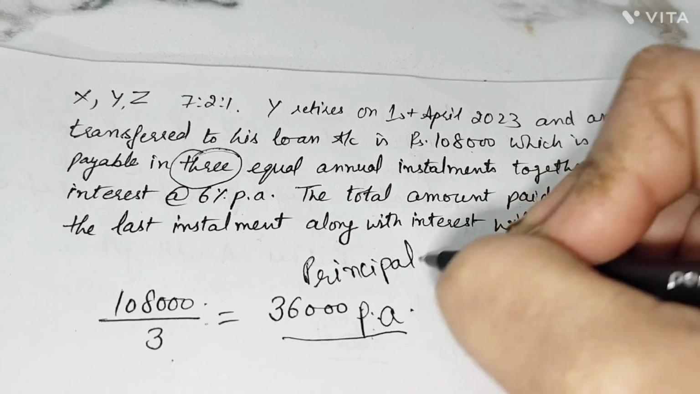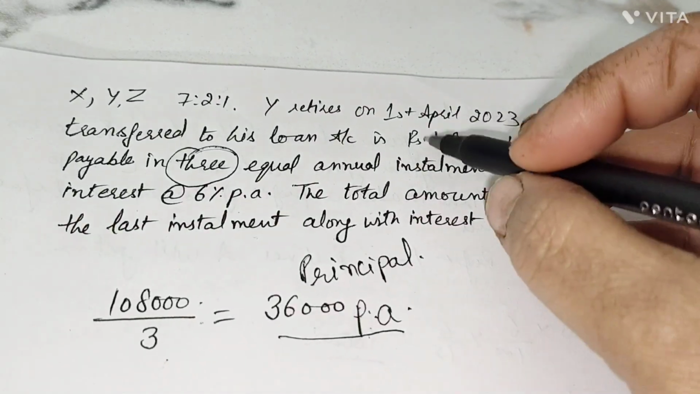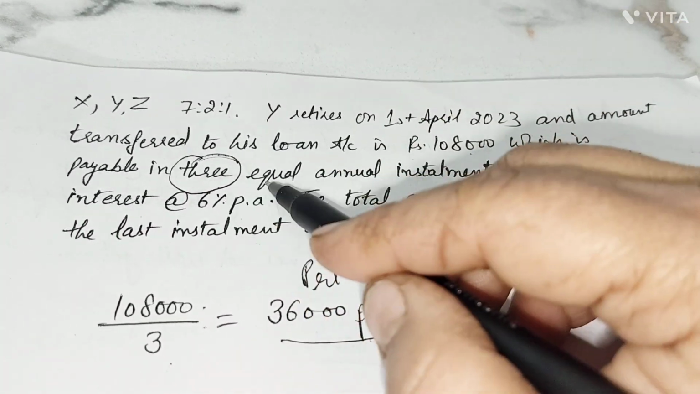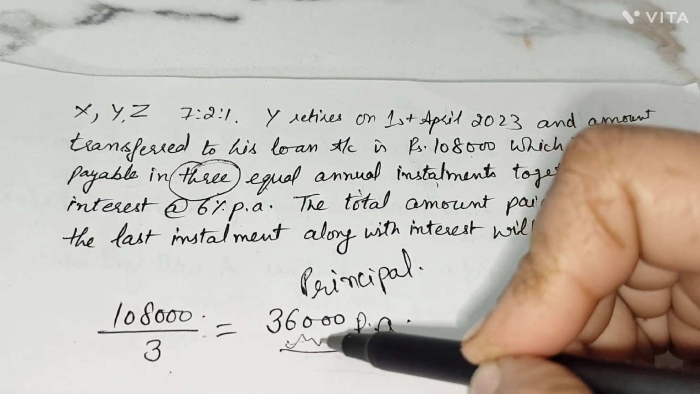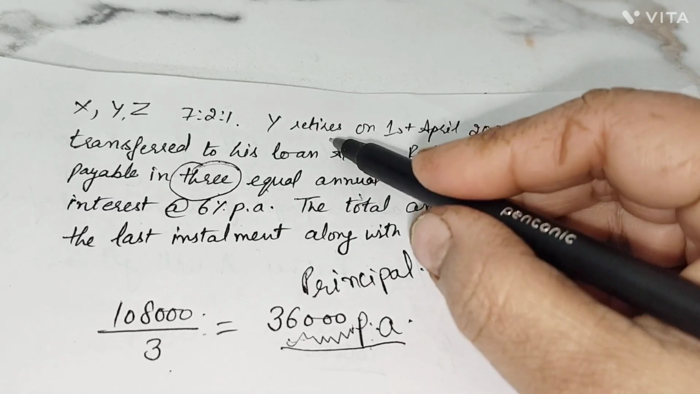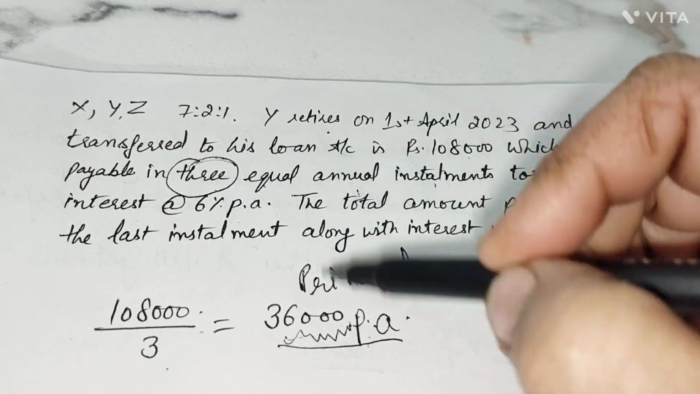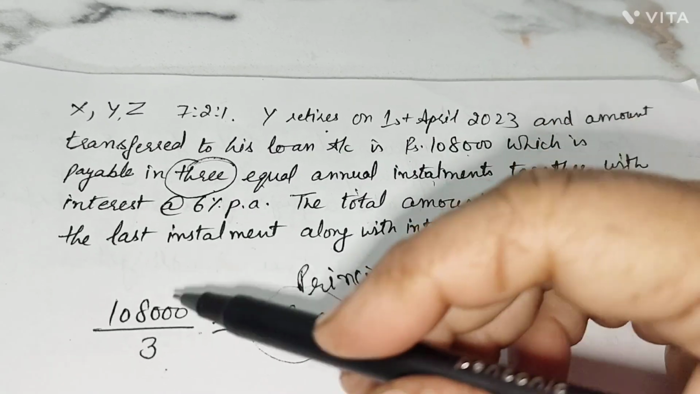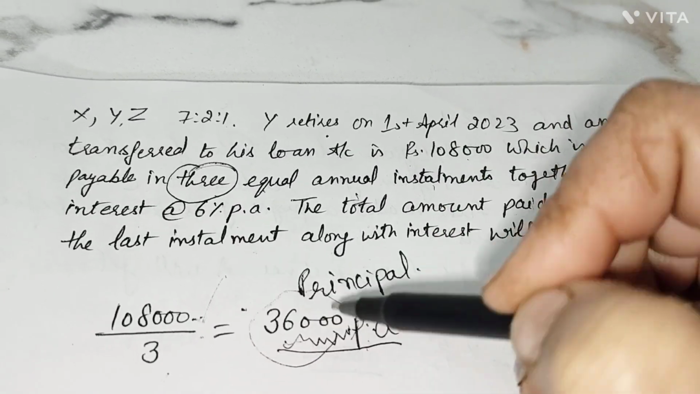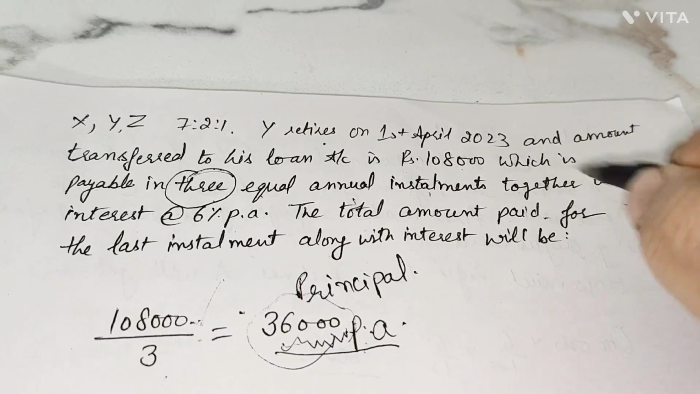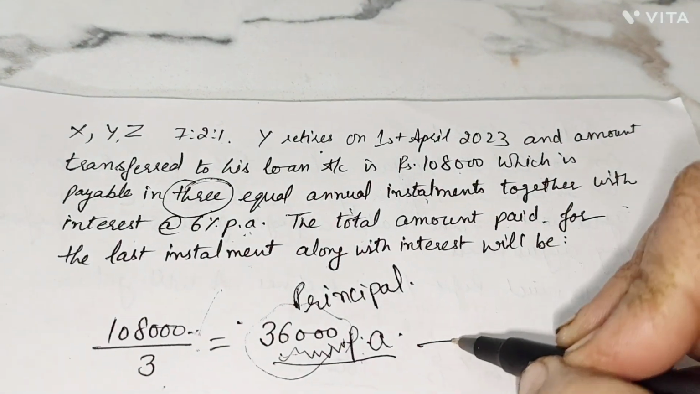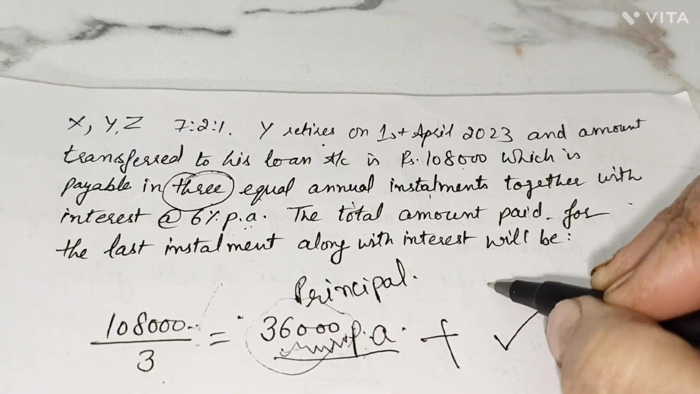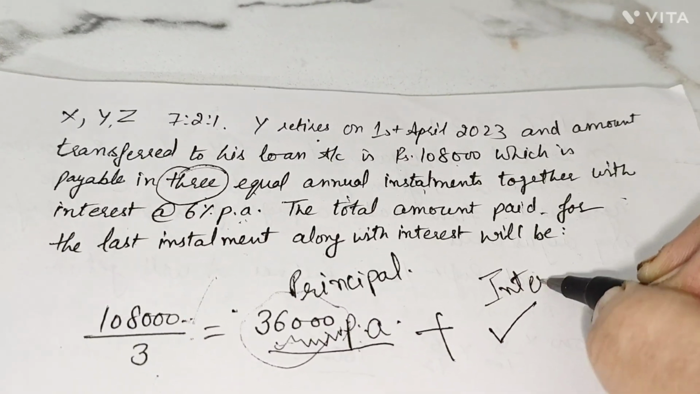What is the principal amount? That is the total 1,08,000, payable in three equal annual installments. So every year we are supposed to pay Y after his retirement rupees 36,000, right? And along with this, it says together with interest at the rate of 6% per annum. So this is added to the calculated interest for the year.